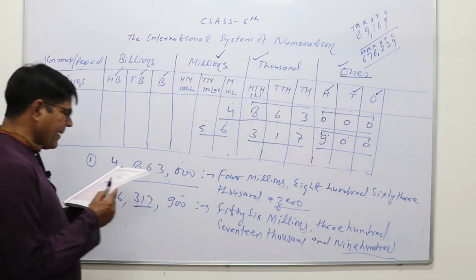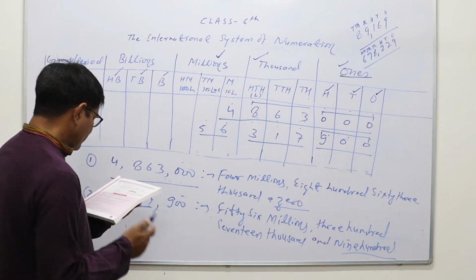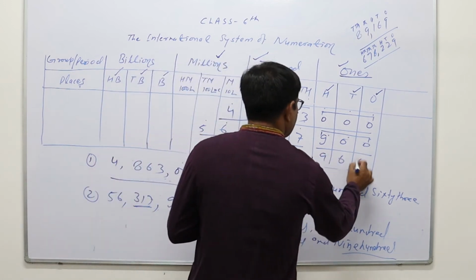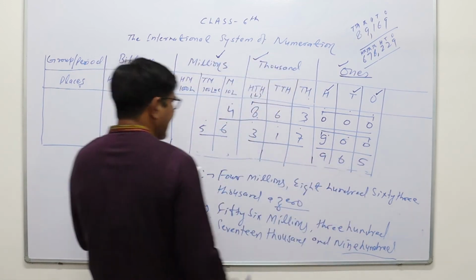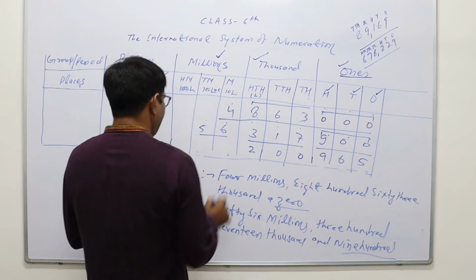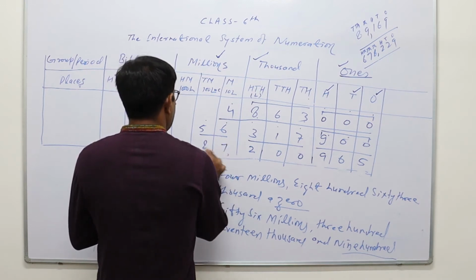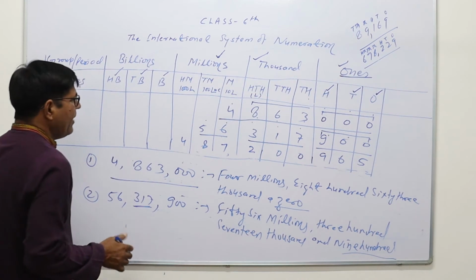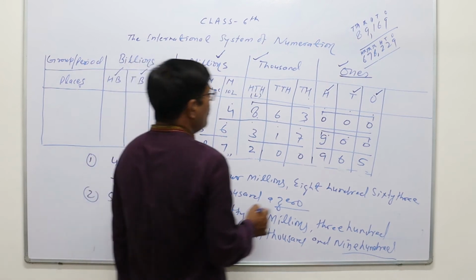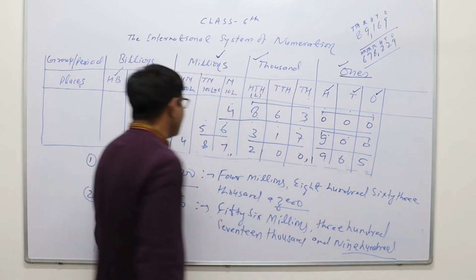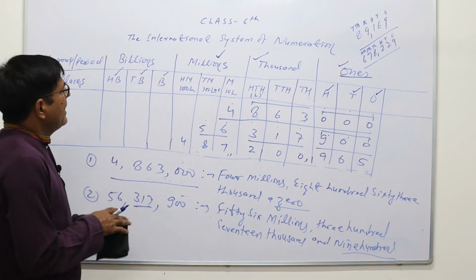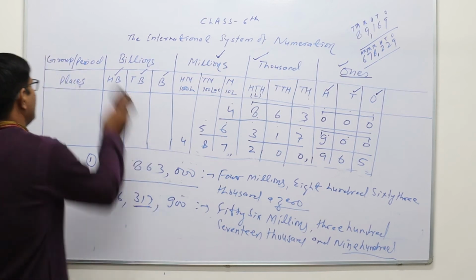Let us suppose one more example. 965, these are from the ones group. Then the next is 200, then 784. So it will be 487 million 200,965. So this one is about the international system of numeration.